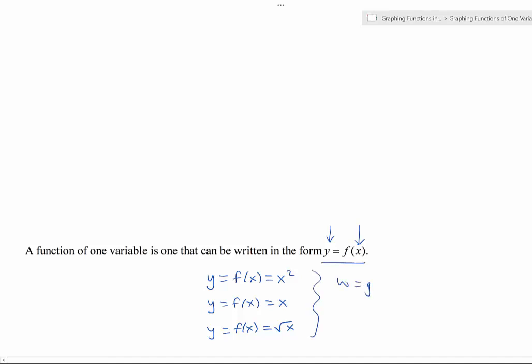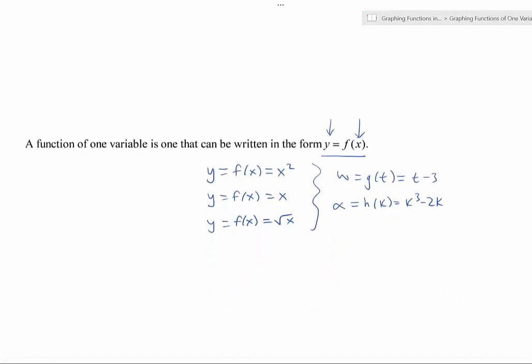w equals g of t equals t minus 3, one input t, a single variable or one variable function. Or even alpha equals h of k equals k cubed minus 2k. All of these are examples of a one variable function or a single variable function. One input, one output. That's what we're going to focus on graphing right now, functions like this.